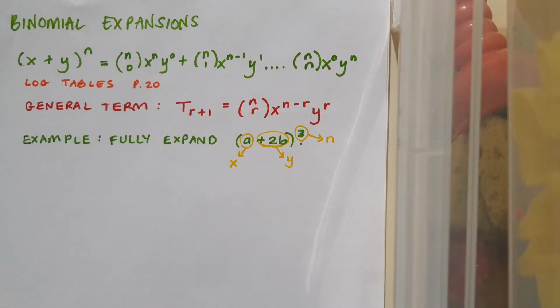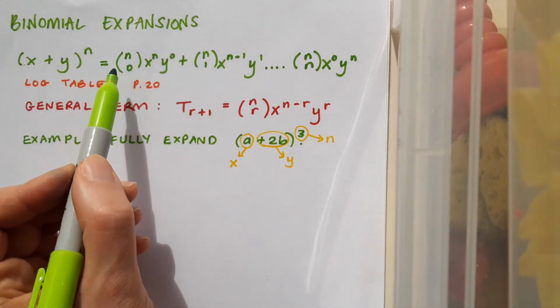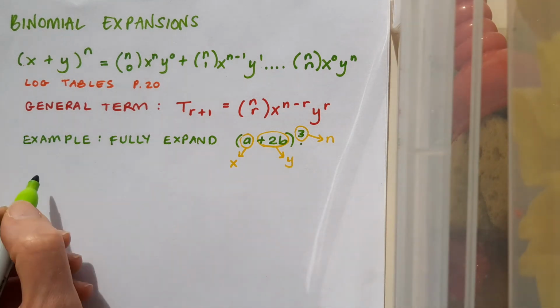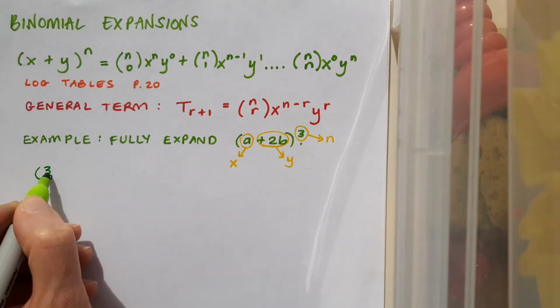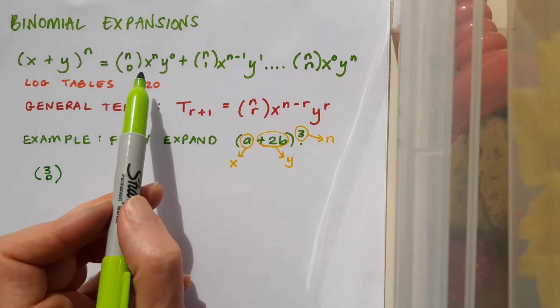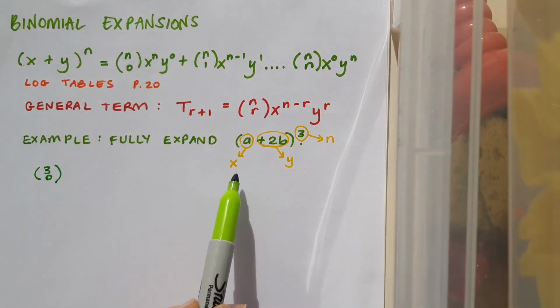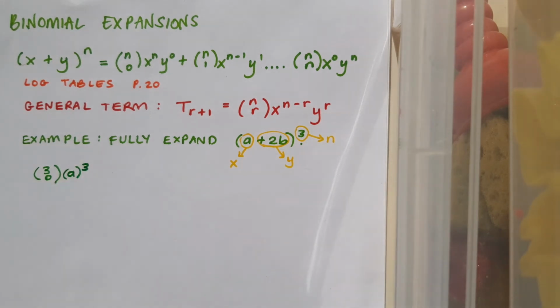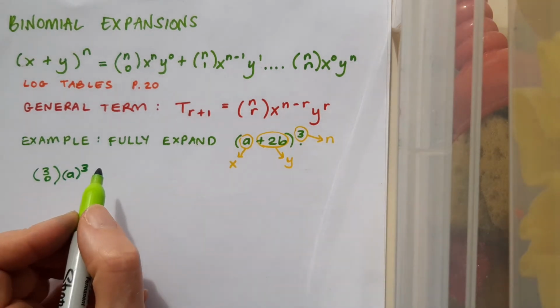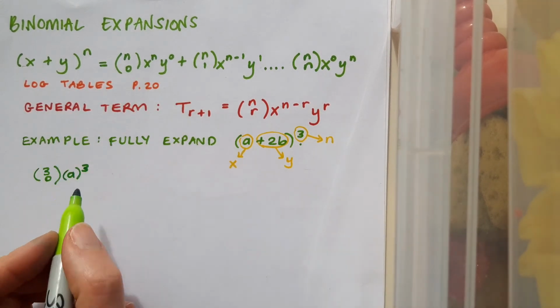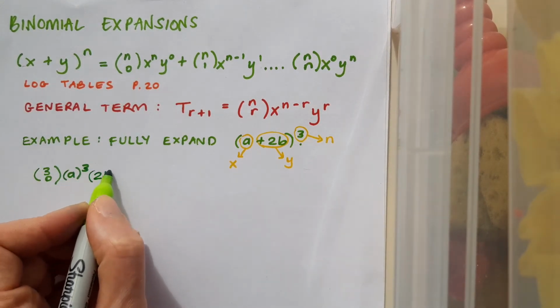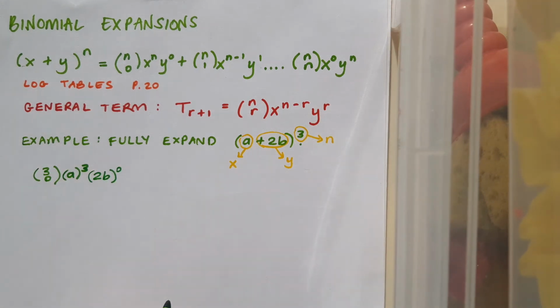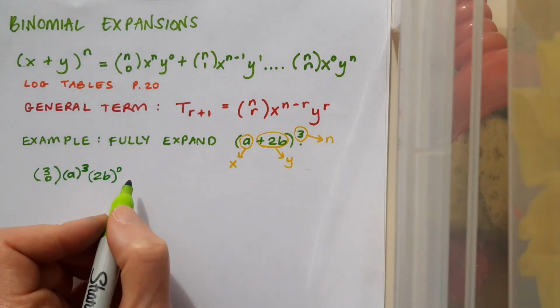Okay, so looking back to our rule, we can see that it starts off with n choose 0. So our n in this case is 3. So we're going to start off with 3 choose 0. Our x goes in next to the power of n. Now x in this case is a, and the n is 3. I'm putting a bracket around the a. If in doubt about whether to put brackets in or not, then do. 2b is our y, and we're going to put that to the power of 0. Okay, that's our first term in our binomial expansion completed.